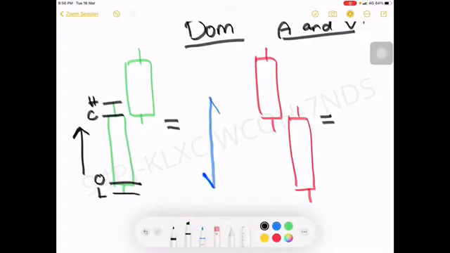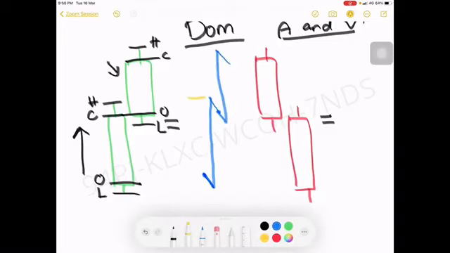So what about this one? It's going to do the same, right? So it's going to be open, low, high, and then close. From the open to the low, high, and close. It's A-shaped, so A. So this area is for buy. Same goes with this one.